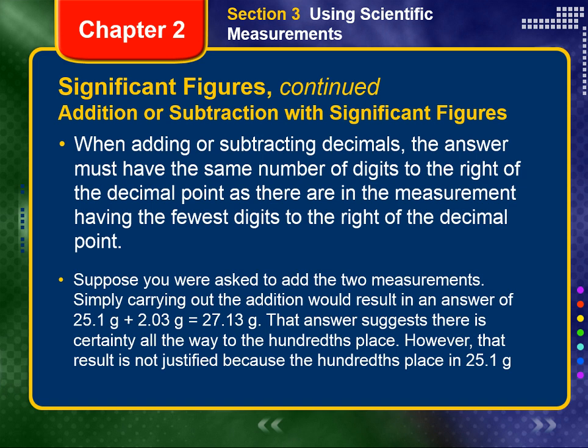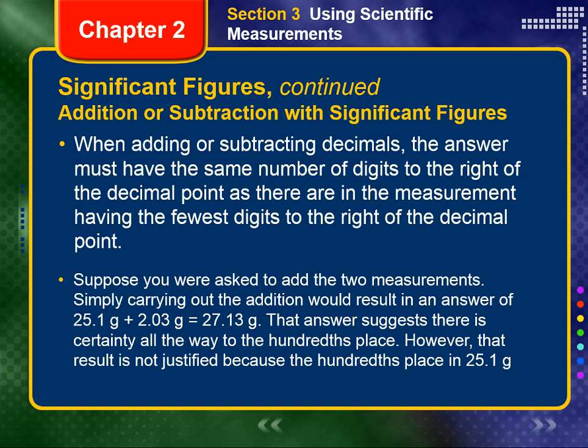When adding or subtracting decimals, the answer must have the same number of digits to the right of the decimal point as there are in the measurement having the fewest digits to the right of the decimal point. When working with whole numbers, the answer should be rounded so that the final digit is in the same place as the leftmost uncertain digit.